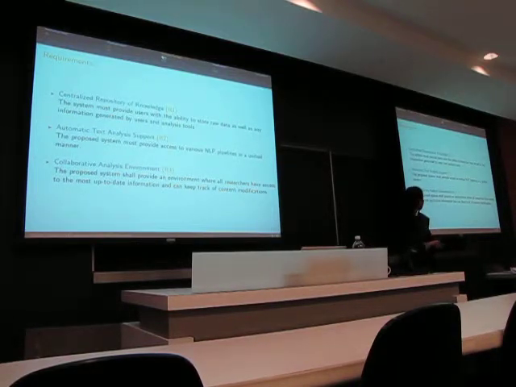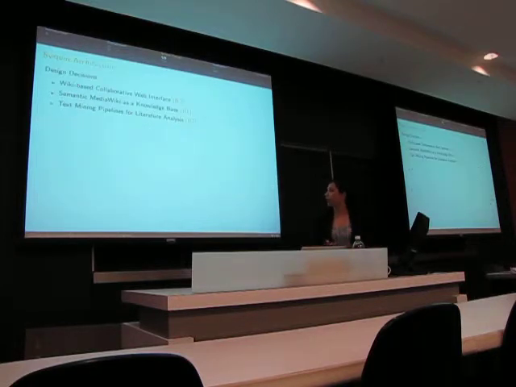The next requirement is that they need some kind of text analysis support, because humans are a little bit slow, right, in reading papers. There's a finite amount of time, but if we had some automatic text analysis support, that would be really good. The next requirement is that we rarely work in isolation, and most of the papers are written in collaboration. So we need some kind of collaborative environment.